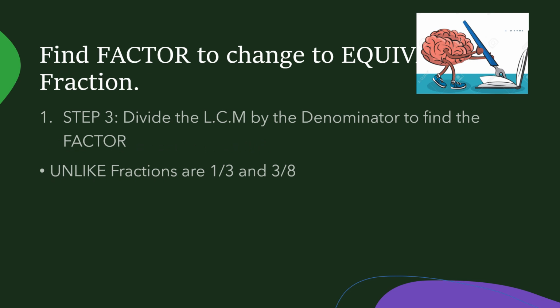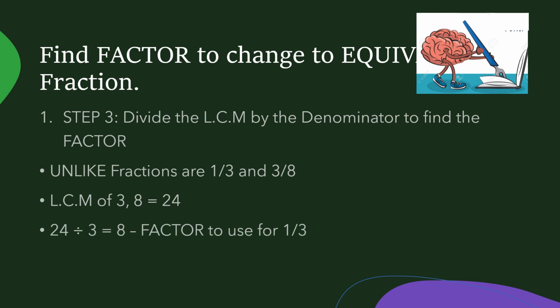Third step. We will divide the LCM by the denominator to find a factor. The fractions we are looking at are 1 by 3 and 3 by 8. The LCM is 24. So what is the factor of the first fraction? We divide the LCM 24 by the denominator 3 and the answer is 8. The factor we have to use for 1 by 3.